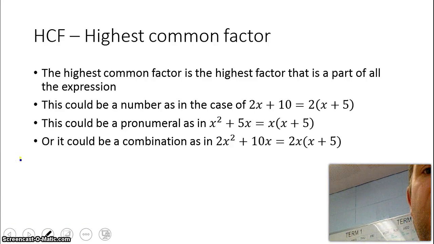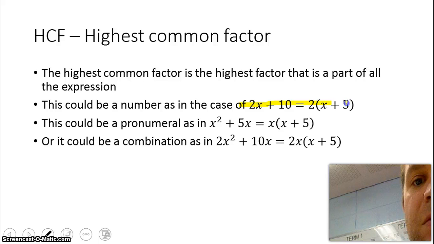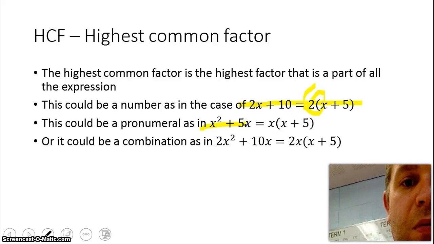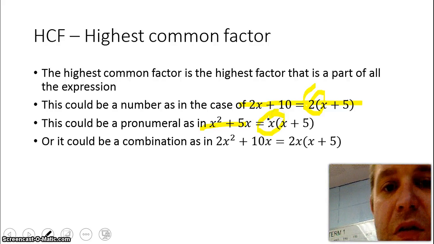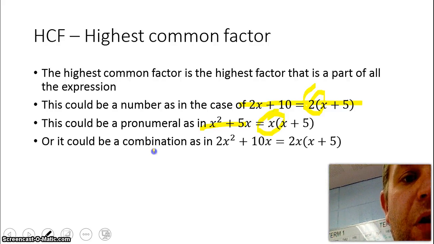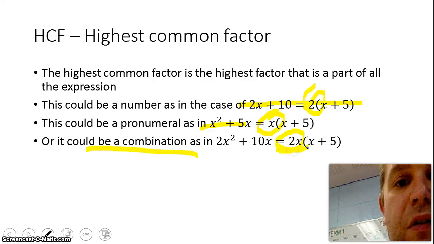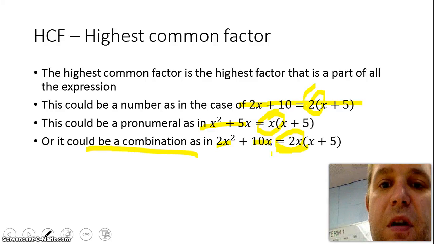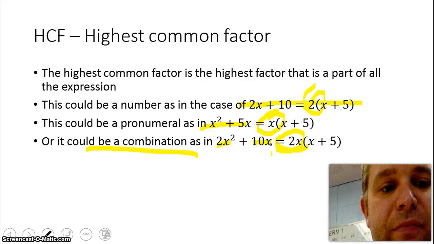So sometimes it's a number. In this case, with 2x, our common factor is 2. Could be a pronumeral, a letter. In this case, it's x. Or it could be both. In this case, we've got 2x. 2 and x from here, and divide that by 2 and x to get that x out the front.